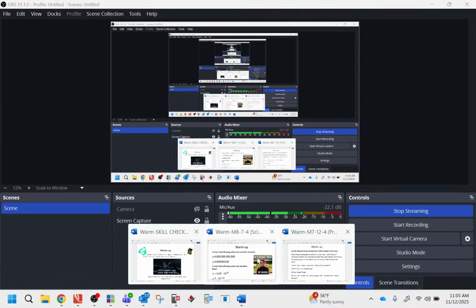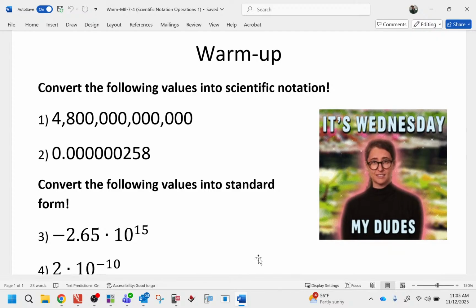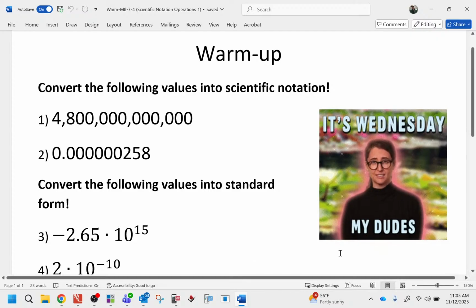Okay, hello those of you at home. Here's your warm-up. Convert the first two into scientific notation. Get the second two out of scientific notation and into standard form. Let's see what we got, and here we go.